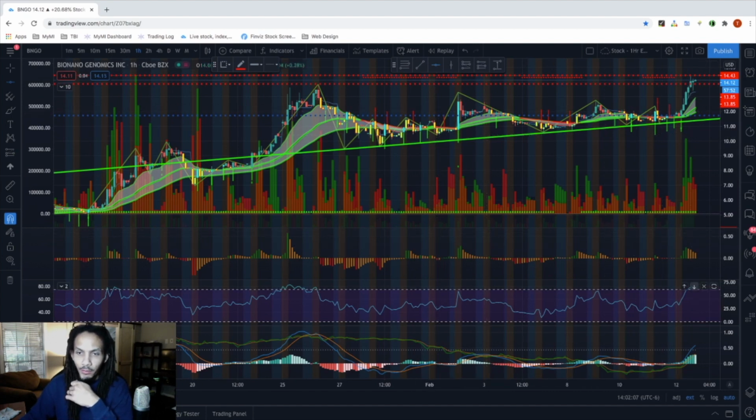As you can see here, we're currently overbought. Let me move that out of the way. We're currently overbought on the 1 hour time frame, and the last time that occurred, the stock actually consolidated back down a few dollars.